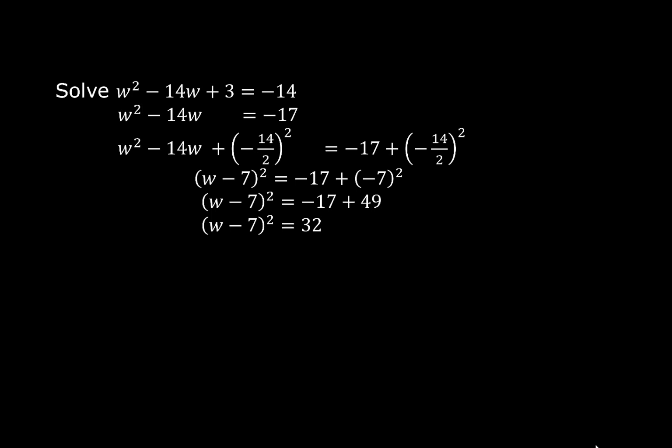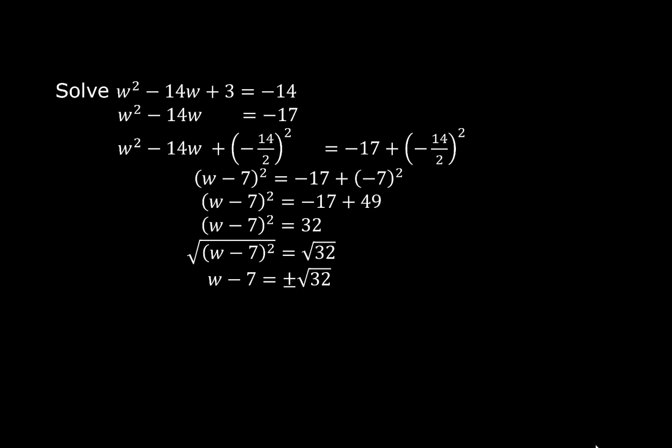Now that I've done that, I can use the square root method to find my solutions. I'll start by taking the square root of both sides. So the square root of w minus 7 squared is the square root of 32. Remember, you're supposed to get two answers. So when I apply the square root and get w minus 7, I want to put a plus or minus over with that square root of 32. That's going to give me my two solutions.